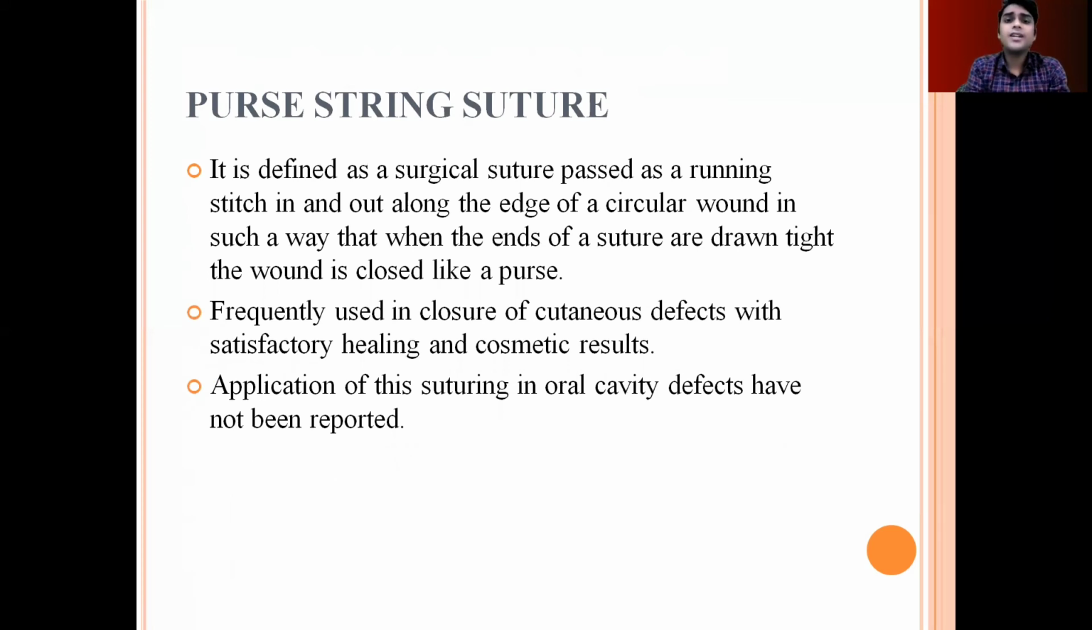Now coming to the purse string suture. It is defined as a surgical suture that is passed as a running stitch in and out along the edges of a circular wound in such a way that when the ends of the suture are pulled or drawn tight, the wound is closed like a purse, hence the name. It is frequently used in closure of cutaneous defects with satisfactory healing and cosmetic results. Application of this suturing technique in the oral cavity has not been reported.